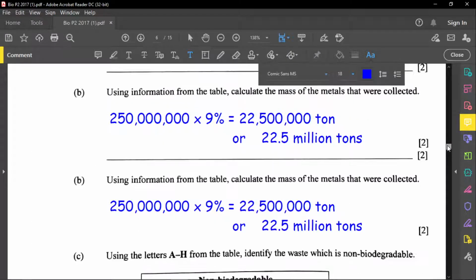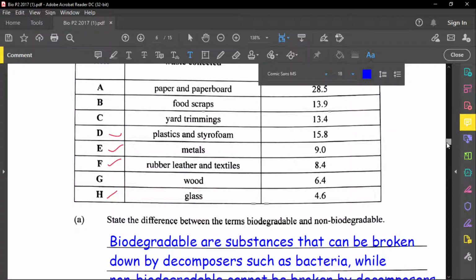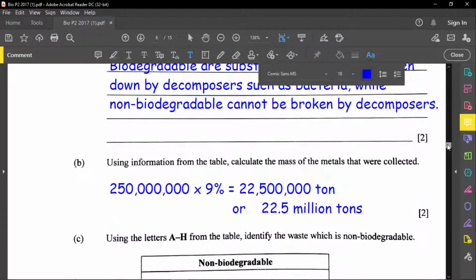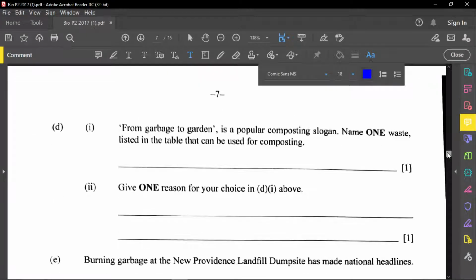A number of things are there. The yard trimmings can be used. The food scraps can also be used. And the wood can also be used. But wood won't be a good choice because it will take a longer time to break down. It possibly could break down if you break the wood into small pieces and then put them in your compost. But large wood will not be a good choice. It will take a long time. But again, you can make it faster by cutting it up in small pieces.